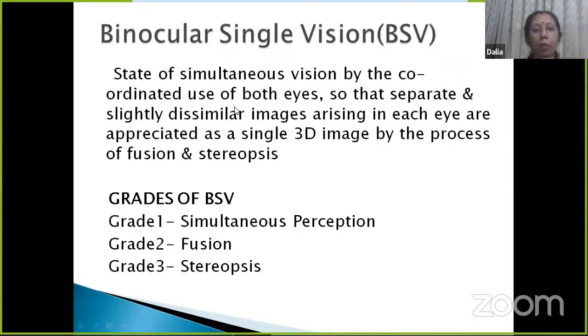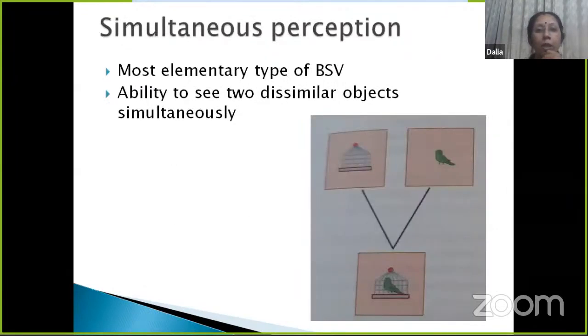In simple terms, each eye is perceiving two separate images, and these two images are seen as a single one with a three-dimensional picture, with the ability of fusion and stereopsis. These are the three grades of binocular single vision: simultaneous perception, fusion, and stereopsis. Simultaneous perception is the most elementary type of binocular single vision. It is the ability to see two dissimilar objects simultaneously.